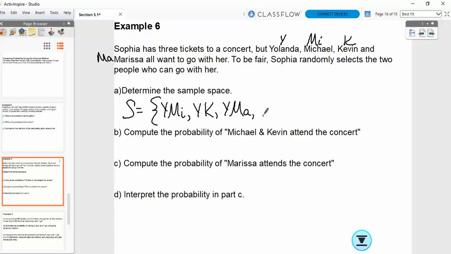It's the same. So order doesn't matter on this because it's not like we're going to line them up in order or anything. I'm just taking 2 of you. So that's every possible combination with Yolanda. So then we could have Michael, Kevin, and that's every possible combination.